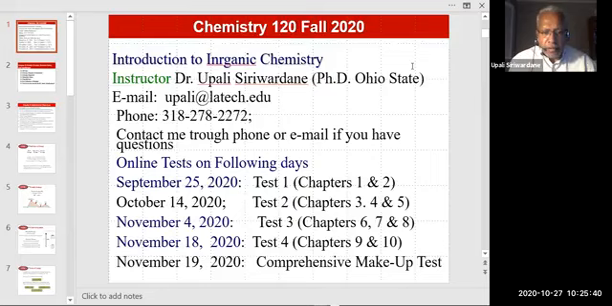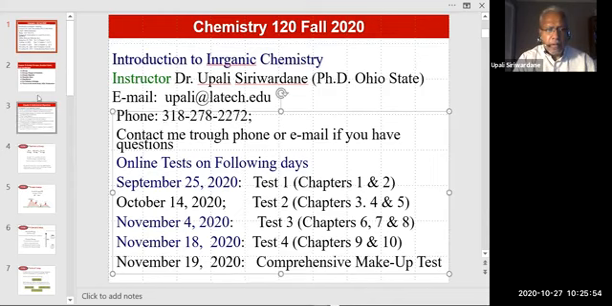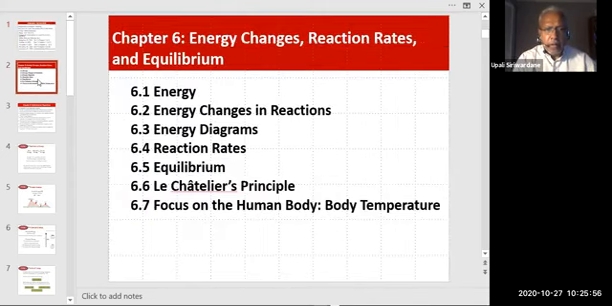Test 3 on Chapter 6, 7 and 8. Today I'm going to go through Chapter 6 material in the PowerPoint presentation. Chapter 6 is on energy changes, reaction rates and equilibrium.